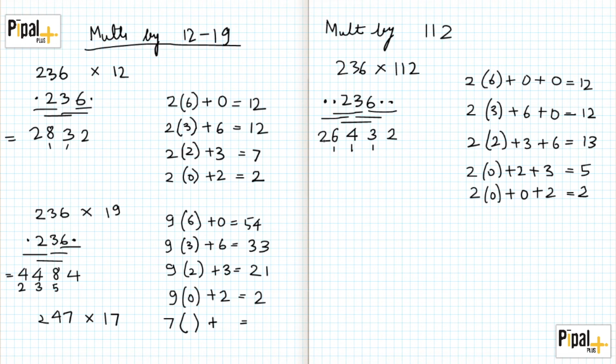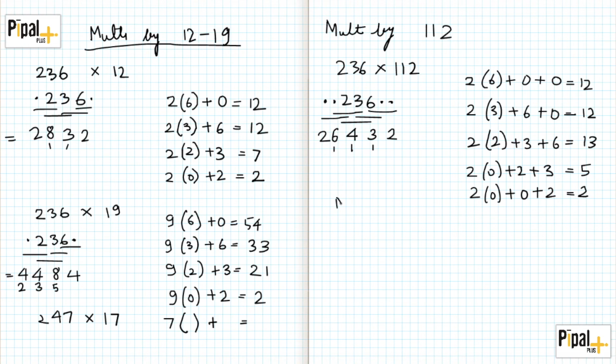So my answer is 26,432, right? So this is how I'm going to do multiplication by numbers which have 1, 1, 1, 1 and so on, and in the end we have either 2 or 3 or 4 or 5 until 9, right? So let's take another case study.